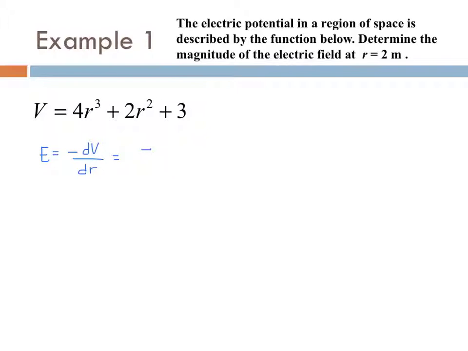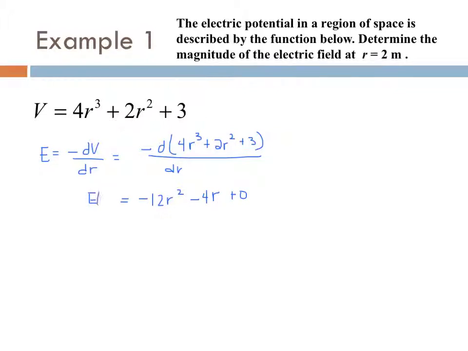So we need to take the derivative of 4r cubed plus 2r squared plus 3, with respect to position. That's going to give us a negative 12r squared. Make sure you distribute that negative, minus 4r, and then the derivative of a constant is 0.